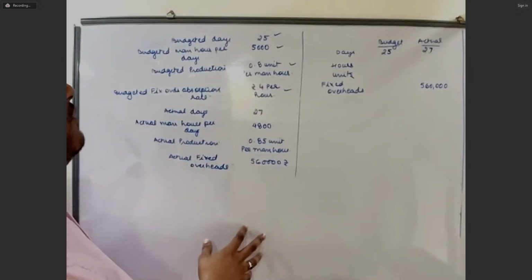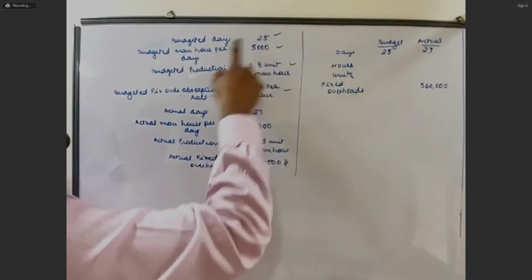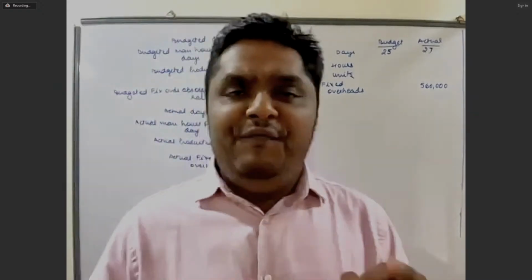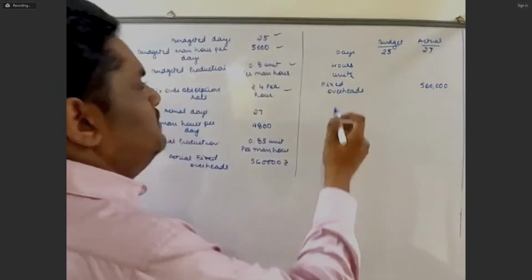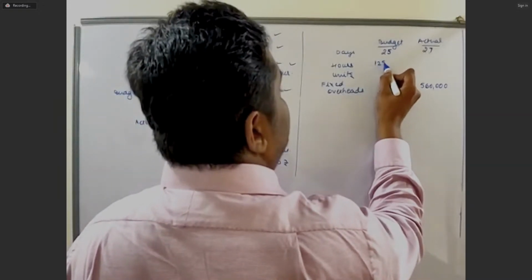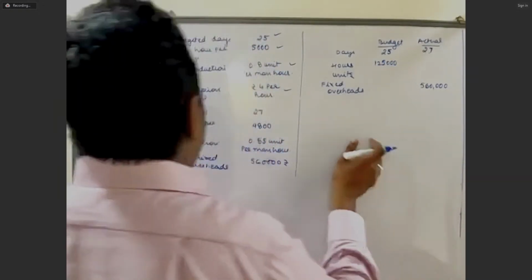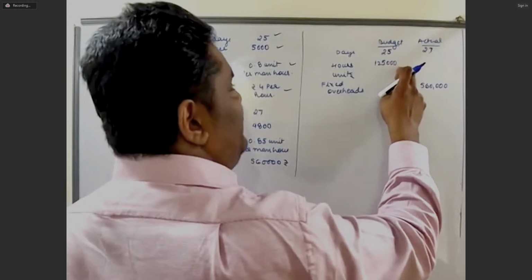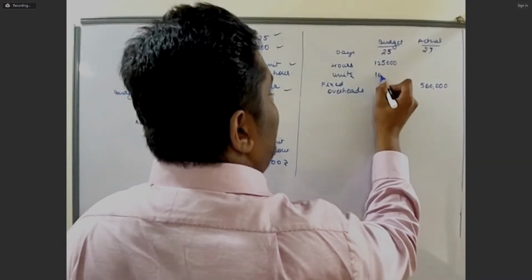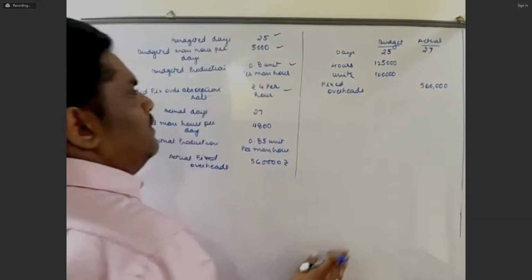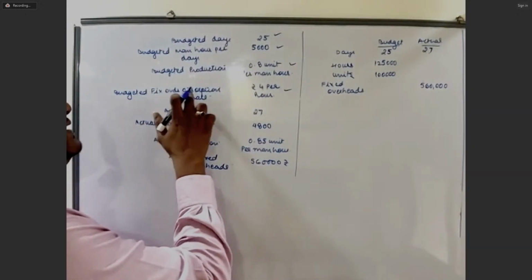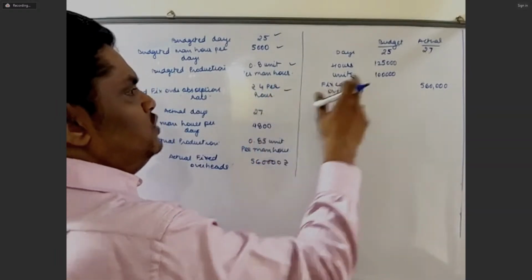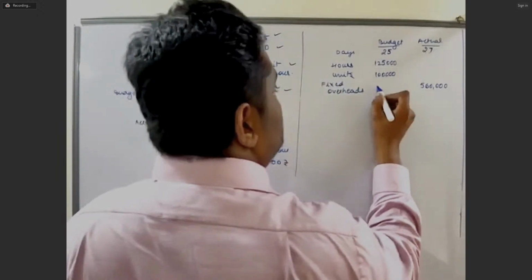When talking about the number of hours, see, it is 25 days and the budgeted man hours per day is 5,000. So every day 5,000 hours. So for 25 days, how many hours? 1,25,000 hours. Further, the budgeted production is 0.8 unit per hour. It means 1,25,000 into 0.8, that is 1 lakh. Further, the budgeted fixed overhead absorption rate is ₹4 per hour, not per unit. It is per hour. So 1,25,000 into 4. So this will be 5 lakh.